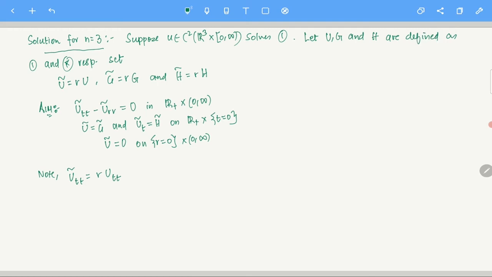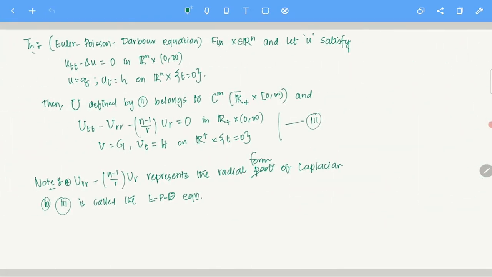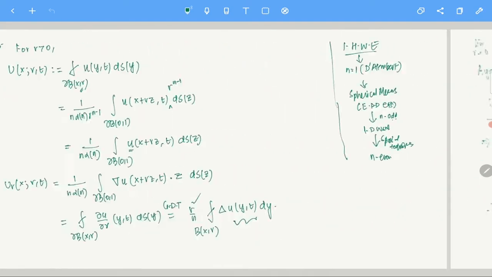You can write Ũ_tt. If you are taking the double derivative with respect to t, r remains r and it becomes capital U_tt. Nothing changes, so you can just write it like this, and that is given by r times U_tt. What does capital U satisfy? If you remember, capital U satisfies the Euler-Poisson-Darboux equation. So U_tt is U_rr plus (n minus 1)/r times U_r.